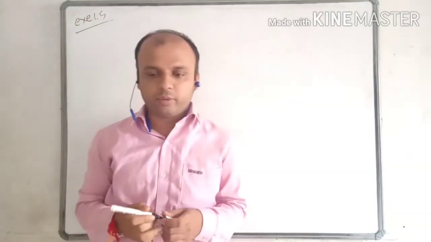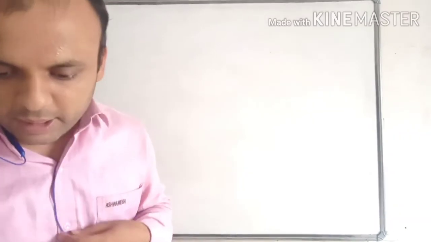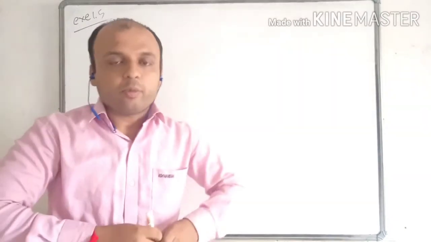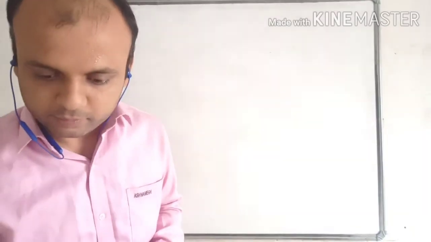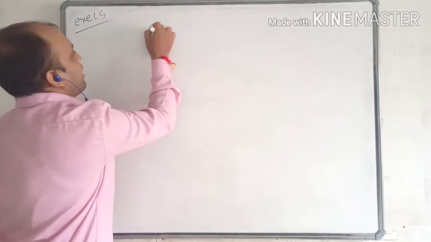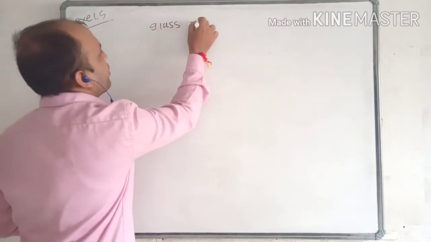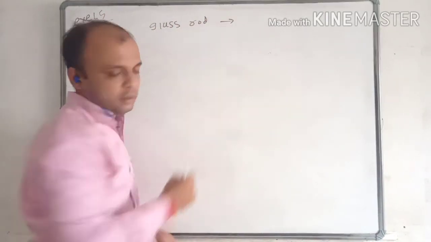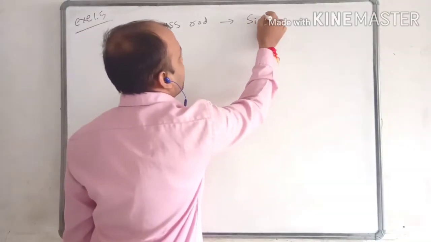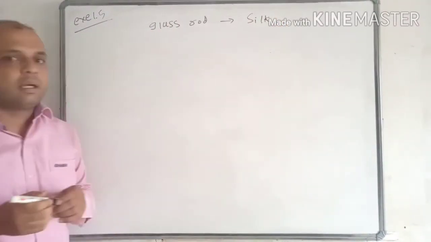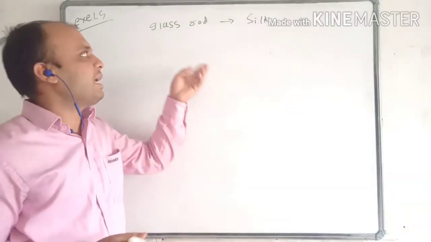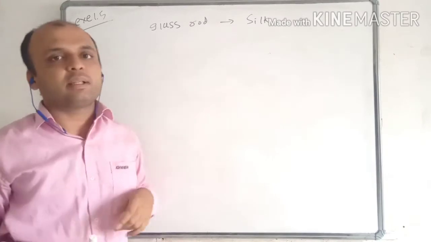Exercise 1.5. In exercise 1.5 they ask what happens if a glass rod is rubbed with silk cloth.